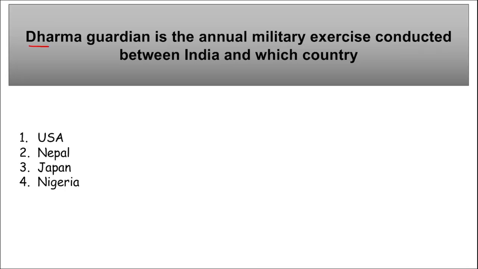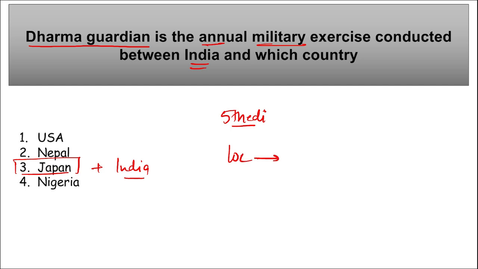Next is Dharma Guardian. Dharma Guardian is an annual military exercise. This is conducted between India and which country? Dharma Guardian is conducted between India and Japan. This year it was the 5th edition of this exercise held between India and Japan. Remember, where was this exercise held? Location is Mahajan Field Firing Range, that is in Rajasthan.